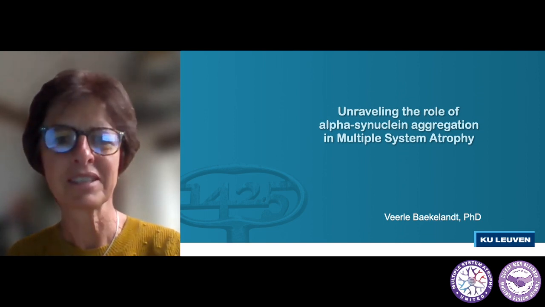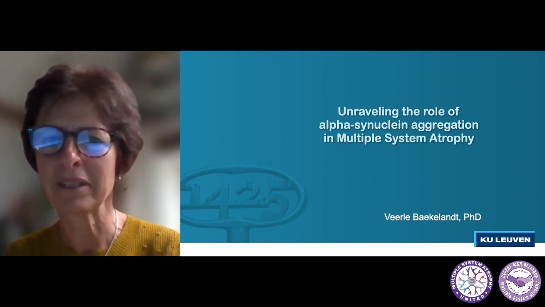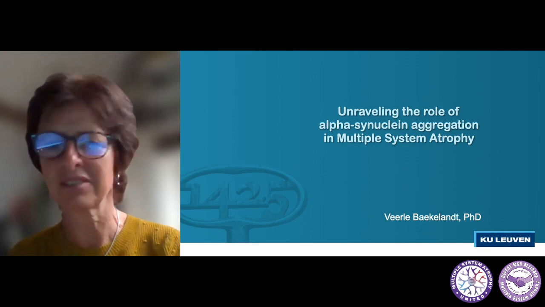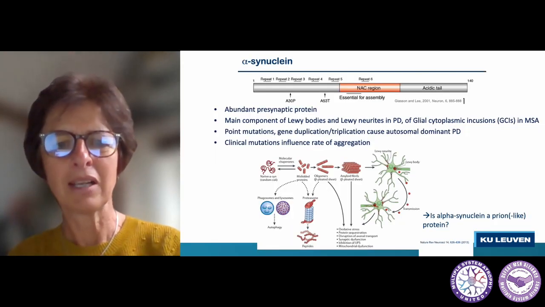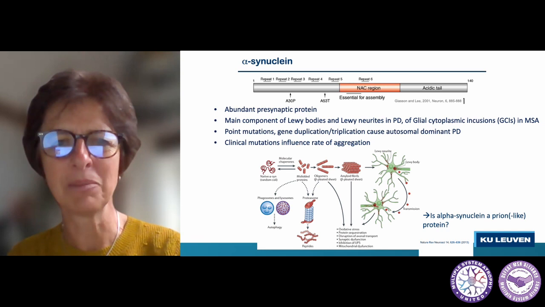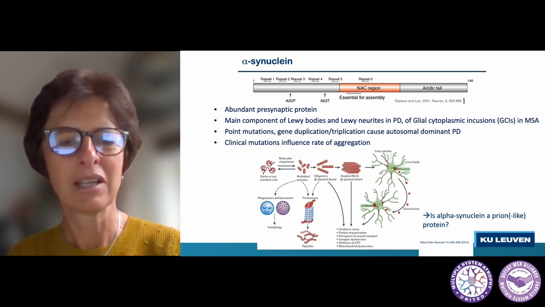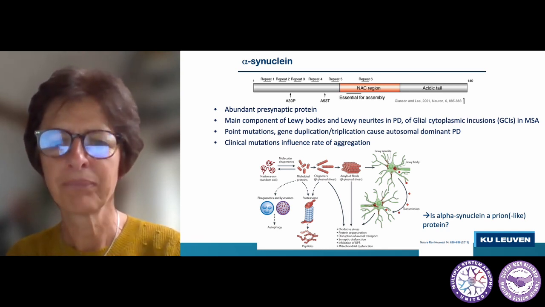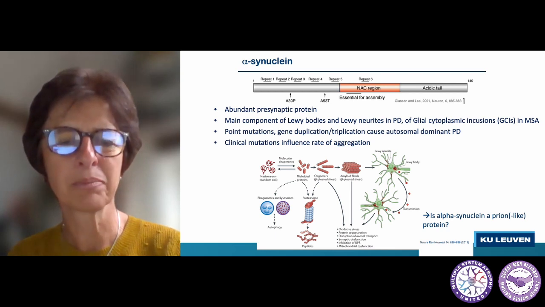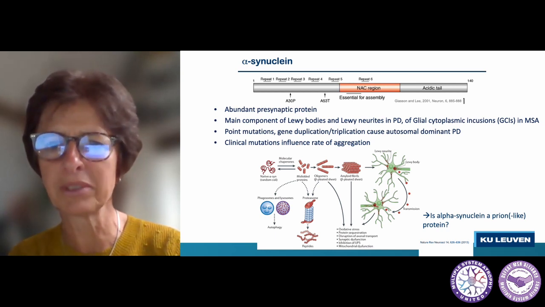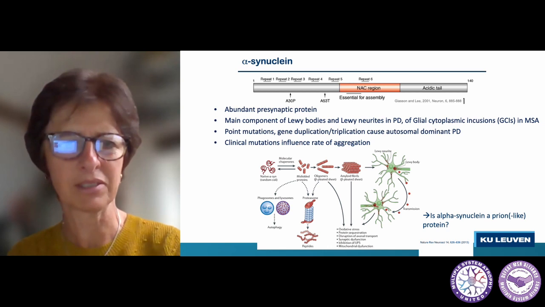As the title says, it's about the role of alpha-synuclein aggregation in multiple system atrophy. Alpha-synuclein is one of the key players in my talk. It is a very abundant protein in the brain. It's a presynaptic protein, a very small protein of about 140 amino acids long.